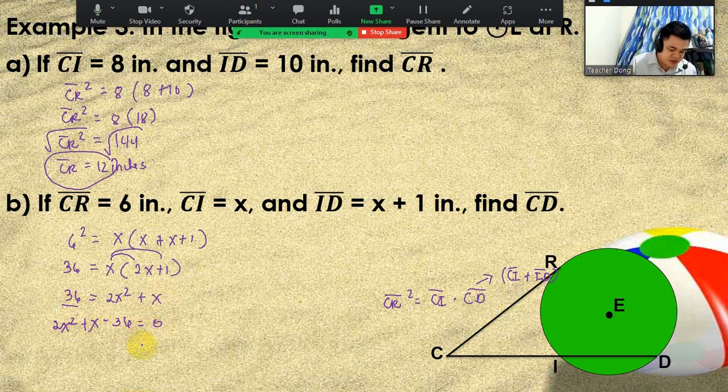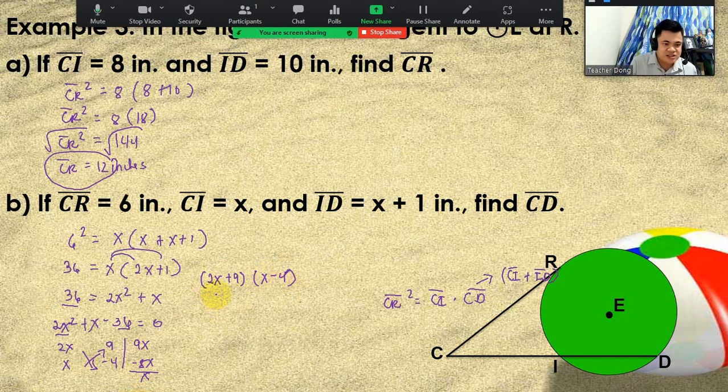Then the next thing is trial and error. We will be getting the factors of the first and the last to get the middle. So in this case, we have a combination of positive and negative factors. So 2x and then x. Then negative 36, let's try if 9 and negative 4 will work. So x times 9 is 9x, and then 2x times negative 4 is negative 8x. So 9x minus 8x is just simply x. So therefore, the factors are correct. So the factors are 2x plus 9 times x minus 4.